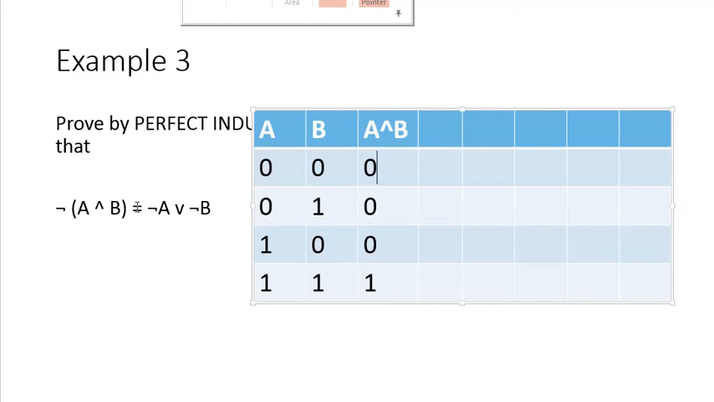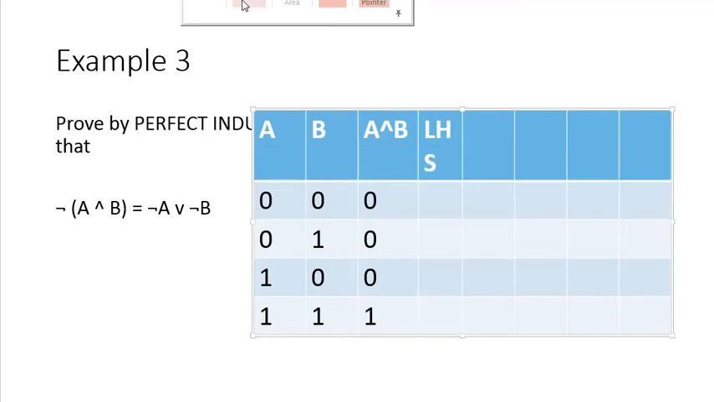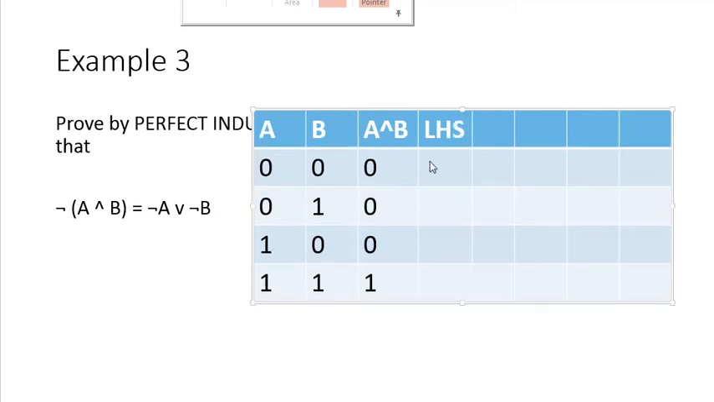What I now need to do to completely evaluate the left hand side is to negate this, to work out the not. So if I put in LHS for left hand side, I just have to negate the A and B column. All 1s become 0s, and all 0s become 1s. So that is the left hand side evaluated.